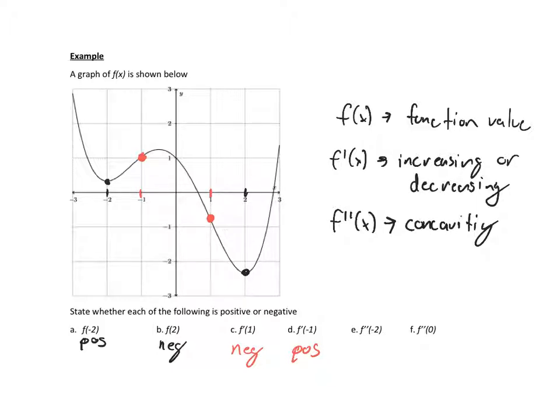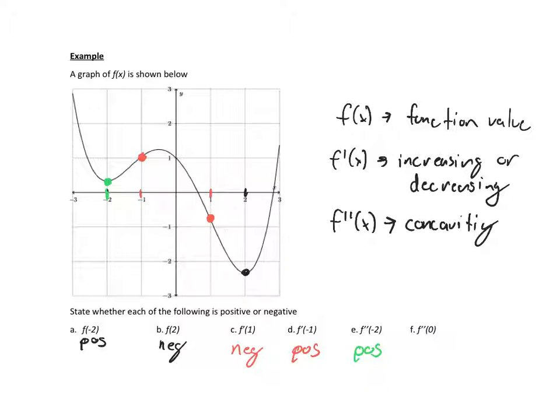Lastly, we know the second derivative tells us about concavity. So at f double prime of negative 2, at this point here, we want to think about the concavity. Since the graph is clearly concave up, bent upwards, the second derivative at negative 2 is positive.